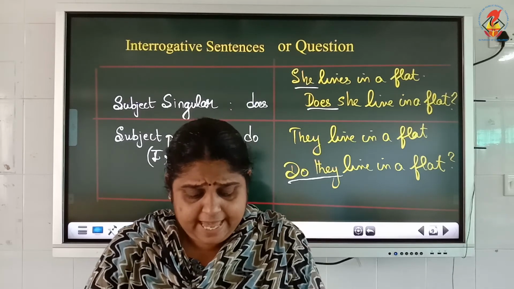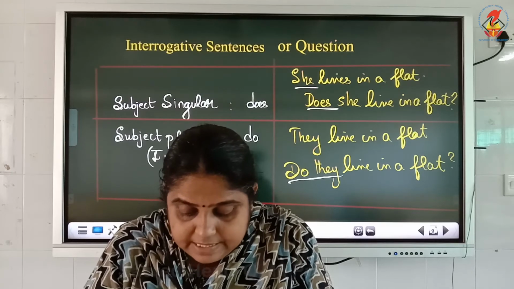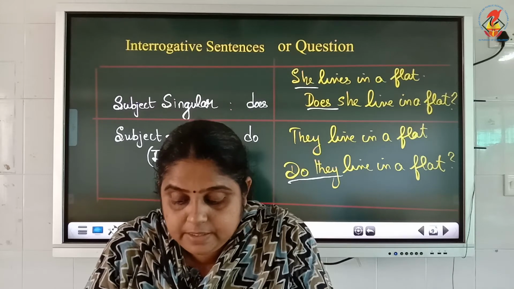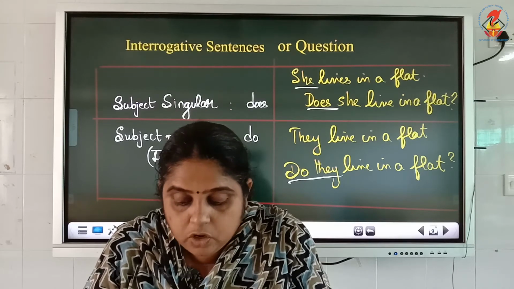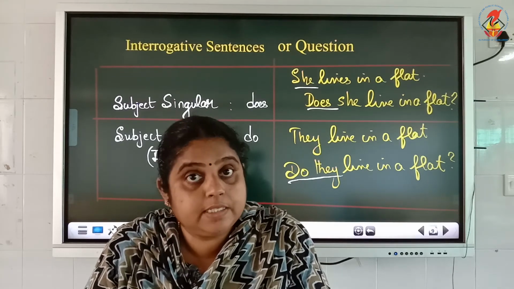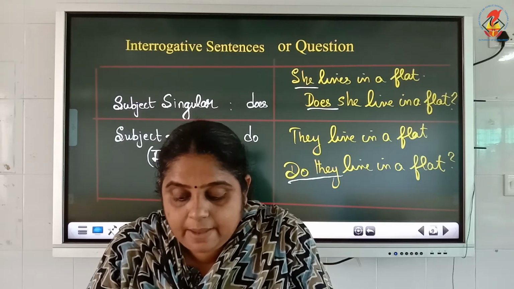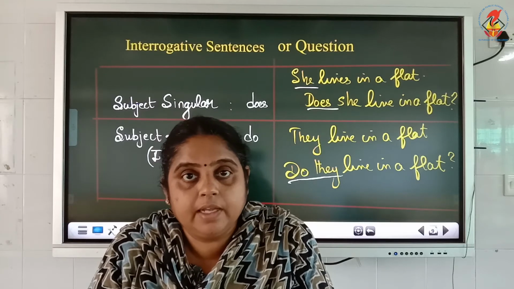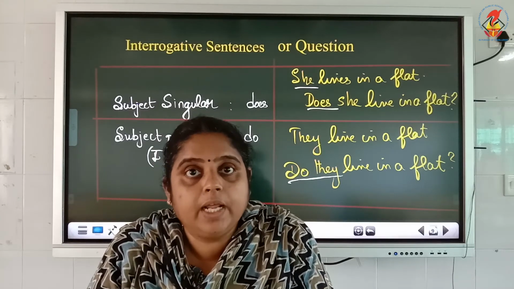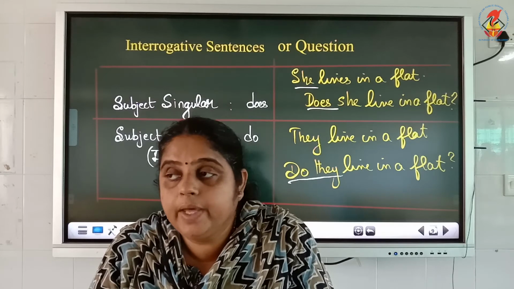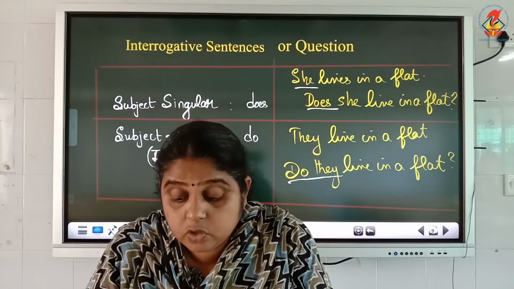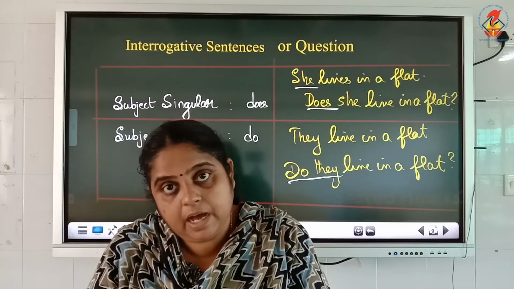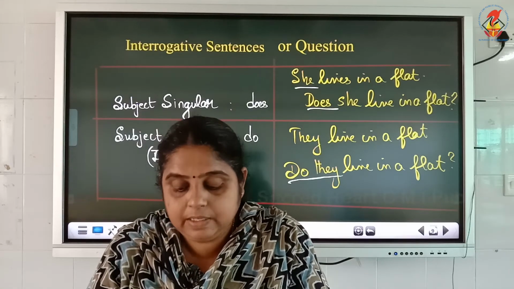So, exercise H on page number 67. Convert the following statements into yes or no questions. Yes or no question. Okay. So, two examples are given. Look at those examples. They live in Hyderabad. They is plural. So, how will you make it into a question, an interrogative yes or no question? Do they live in Hyderabad?